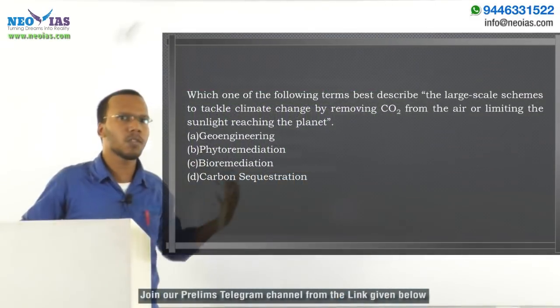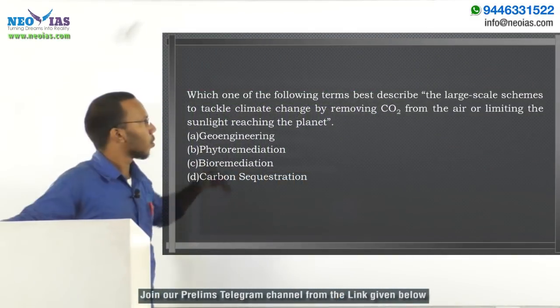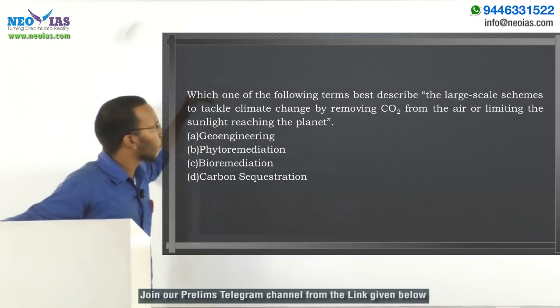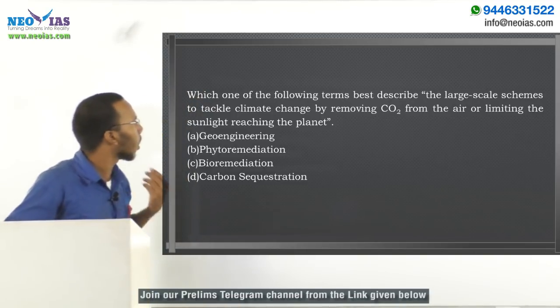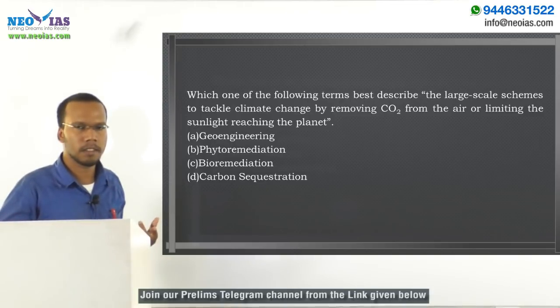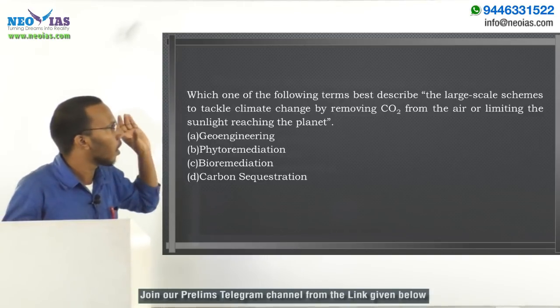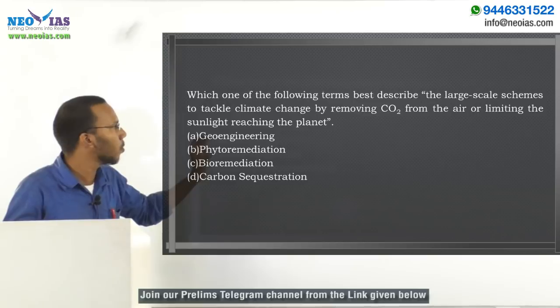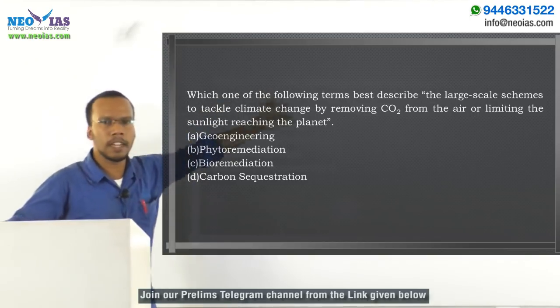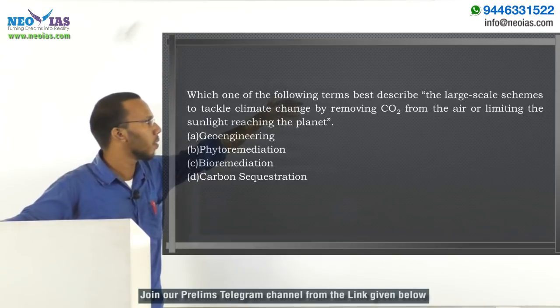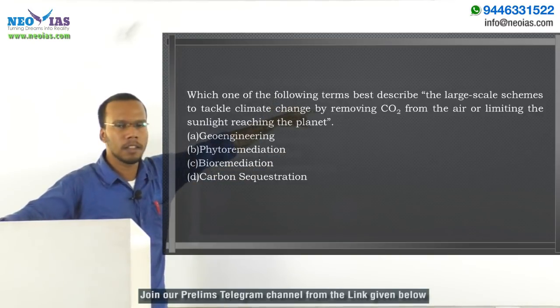Now this is a question regarding some concept. Here they have asked: which one of the following terms best describes the large scale schemes to tackle climate change by removing CO2 from the air or limiting the sunlight reaching the planet? So they have given a statement and we need to know which of these given terms are related to that statement, or which of these is best described by that statement.